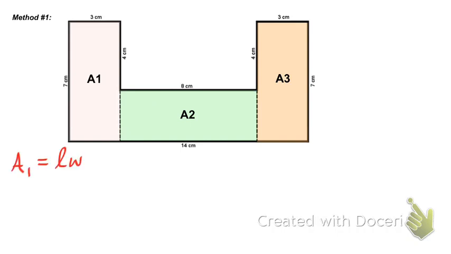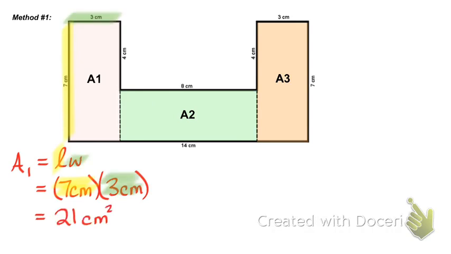So as I mentioned, for area one, or the first rectangle, we're going to use length times width. We'll sub in 7 centimeters for the length and 3 centimeters for the width. And multiplying those two dimensions, we get 21 centimeters squared.